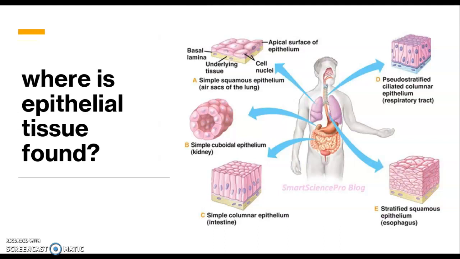Where is epithelial tissue found? Epithelial tissue is found in all body surfaces, body cavities, and hollow organs.